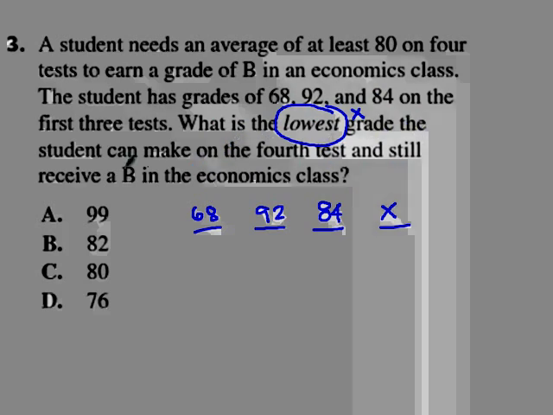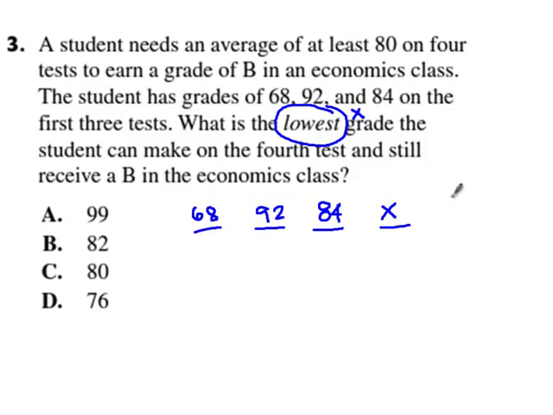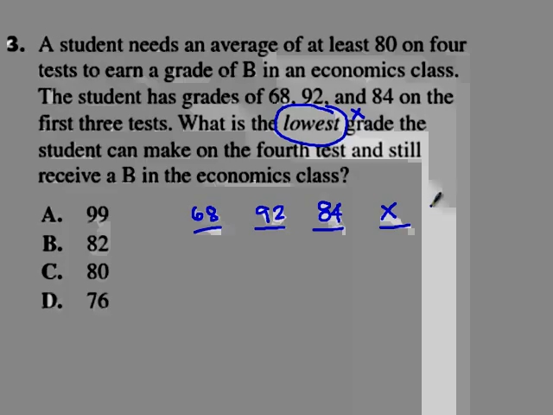What is the lowest grade that the student can make on the 4th test and still receive a B in economics class? Notice that B is at least 80. So let's put here, at least means greater than or equal to. If I say my height should be at least 5'7", that means my height should be 5'7" or more. So we use the symbol greater than or equal to 80.